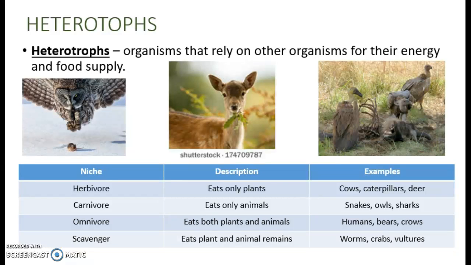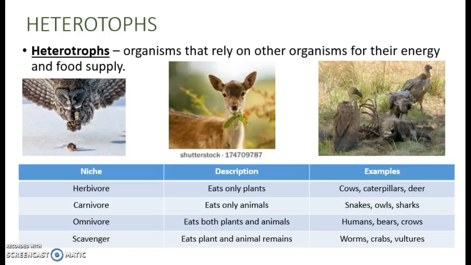We eat because we rely on others, whether those others are a producer, like plants, or if we eat animals that eat plants or animals that eat other animals. And heterotroph is broken down into different niches, right? So a niche is the place an organism is located in its environment. It's where it's supposed to be in the environment. So we have different niches, and you've probably heard these before: an herbivore, carnivore, omnivore, and a scavenger.